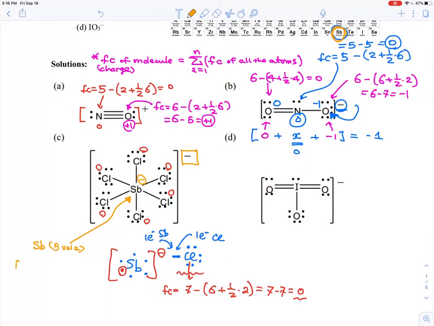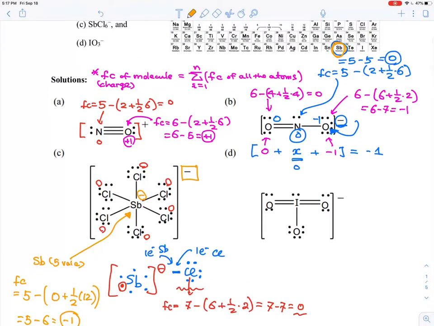So formal charge is, you start from 5 minus how many lone pairs? None. And then half of how many bonds you have? 6 bonds, which is 12 electrons in the bonds. Okay, so 5 minus 6 is -1. So you just confirm that the formal charge of antimony in here is a -1. The last one is IO3 minus.